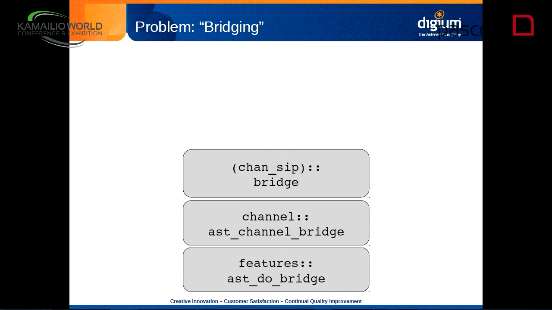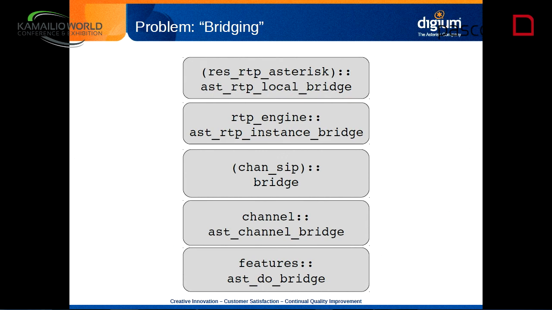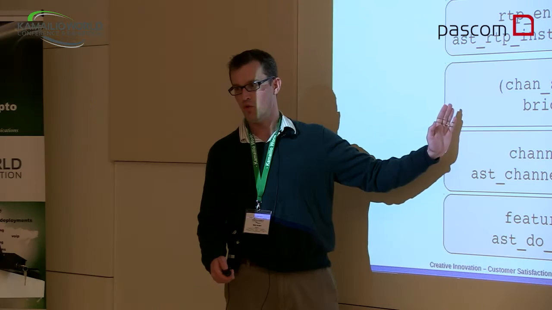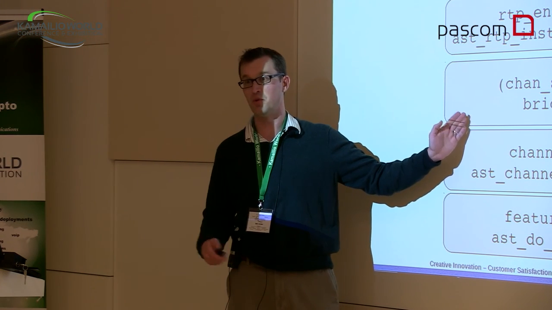And we'd call into its bridge callback, which goes into the RTP engine, which calls AST RTP instance bridge, which goes into the RTP implementation to actually do a local packet-to-packet bridge. So I've got 5 different layers of code here. And at any point in time, either one of the channels that they're operating on can get nuked out from underneath it and pulled and ripped away.